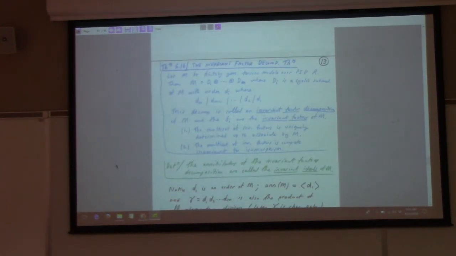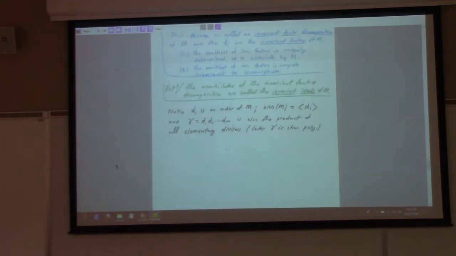Anyway, this leads us to the invariant factor decomposition, which says that M can be broken apart. Any finitely generated torsion module can be written as a direct sum of these cyclic submodules with orders which satisfy this divisibility condition. And this is called the invariant factor decomposition of M. The D sub i's are the invariant factors. The multiset of invariant factors is uniquely determined up to associates. The multiset of invariant factors is a complete invariant for isomorphism. By the way, the annihilators of the invariant factors are called invariant ideals.